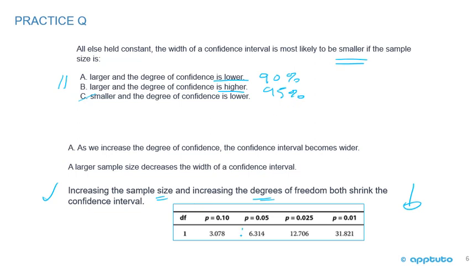So if we look here, remember, this is a one-tailed table, so if we're looking at two-tailed, here's our 90% and here's our 95%. We can see that the reliability factor is going up. So as you increase the degree of confidence, you're increasing the reliability factor, and you're increasing the confidence interval. To be smaller, you want the lower degree of confidence. So the correct answer is A. As we increase the degree of confidence, the confidence interval becomes wider.